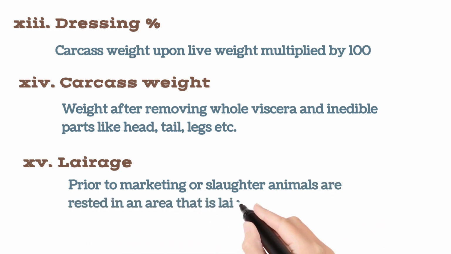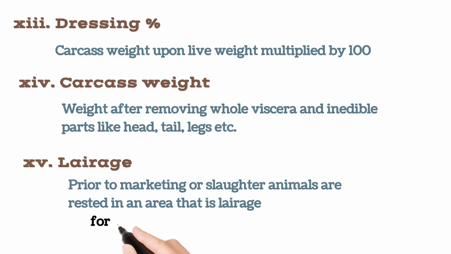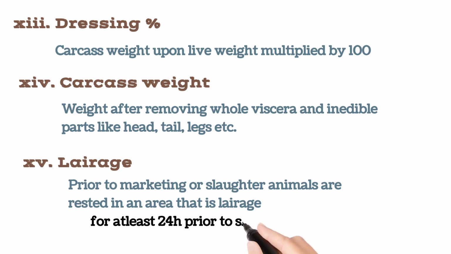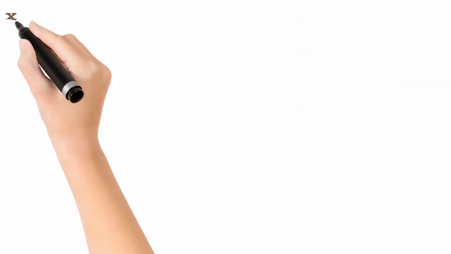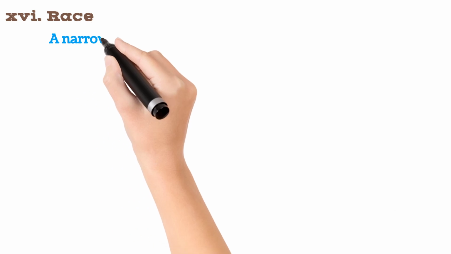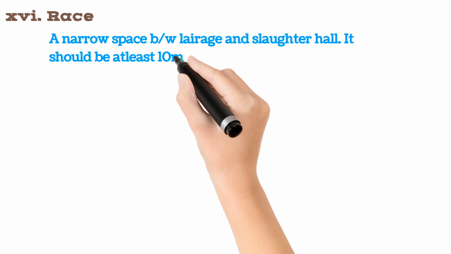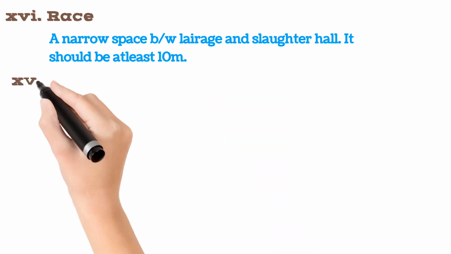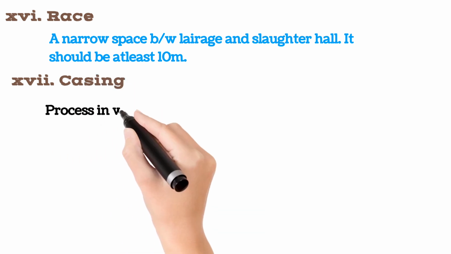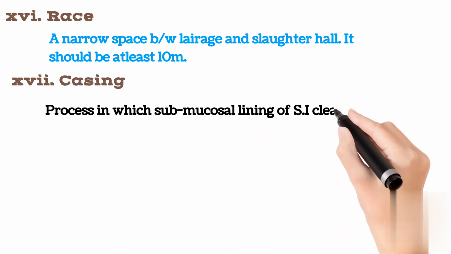Lairage. What is lairage? Lairage is an area or place prior to marketing or slaughter where animals are rested. It is recommended for at least 24 hours prior to slaughter. Animals should be inspected properly. Ante-mortem inspection is done in lairage. Another term is race. Race is a narrow space between the lairage and the slaughterhouse. It is recommended that it should be at least 10 meters.